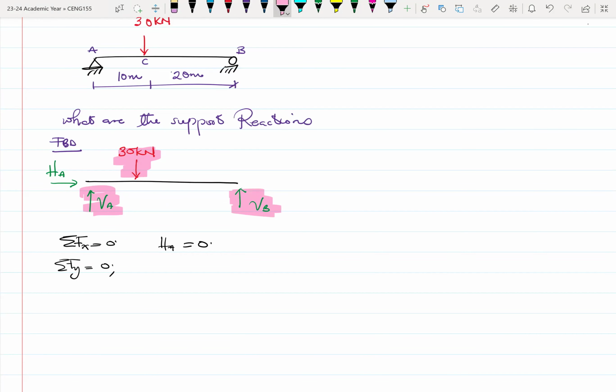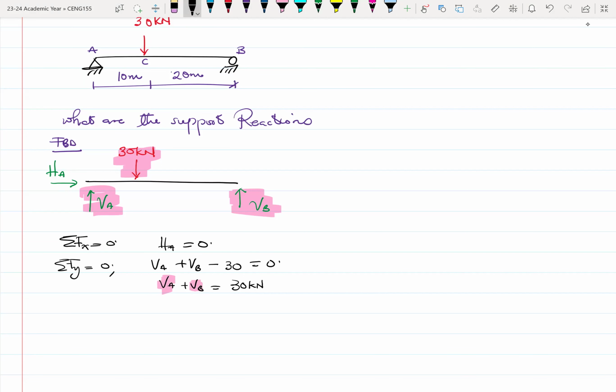So we sum them up. Okay. And direction-wise, some are going upward, some are going downward. So we need to ensure that we capture that direction difference, right? So we can say that, okay, let VA, which is going upward, be positive. Let VB also be positive, and then let the 30 coming down be negative. Here, you choose whatever you want, right? So this is 0, which means that our VA plus VB will be equal to 30 kilonewtons, all right? We need to find these guys. But in this case, we only have one equation, so we need a second one.